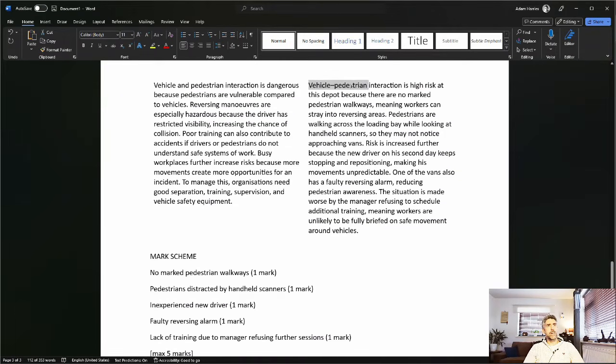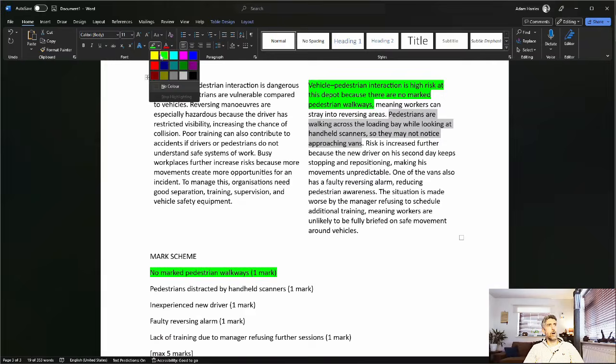Vehicle and pedestrian interaction is high risk at this depot because there are no marked pedestrian walkways. Okay, that is a mark against that. Pedestrians are walking across the loading bay while looking at handheld scanners, so they may not notice approaching vans. That is a mark against that one. So the examiner can give the mark.